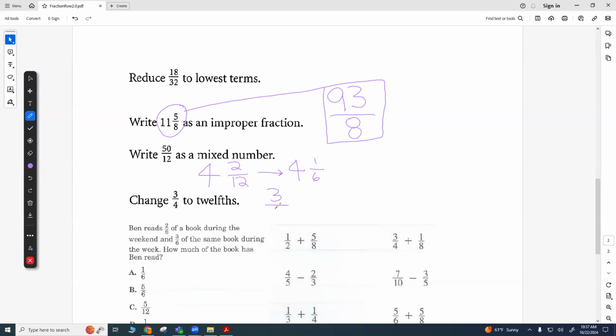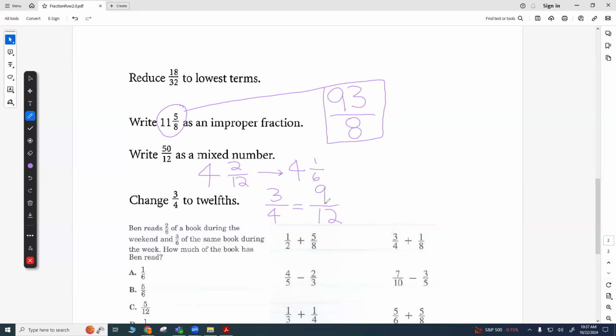So basically it's saying we need to find an equivalent form. So we're actually making a proportion here. But you can also just look and say, okay, if I need to go from 4ths to 12ths, what did I have to do to 4 to get it to 12? What did I have to multiply or divide? 3, right? I have to multiply by 3. So just do the same up top.